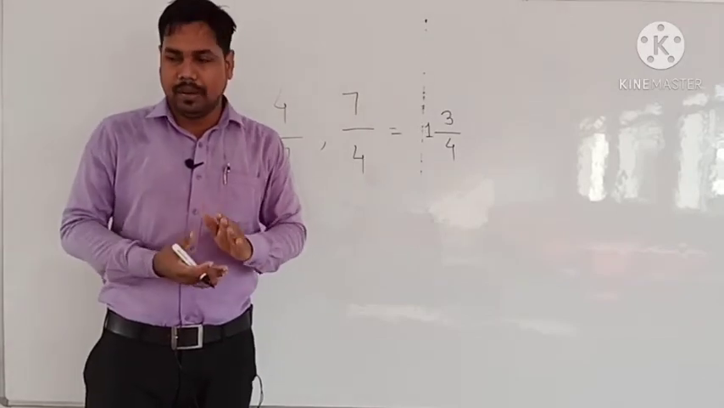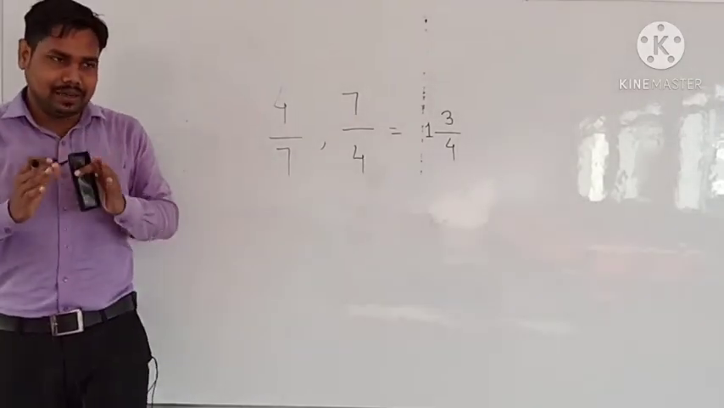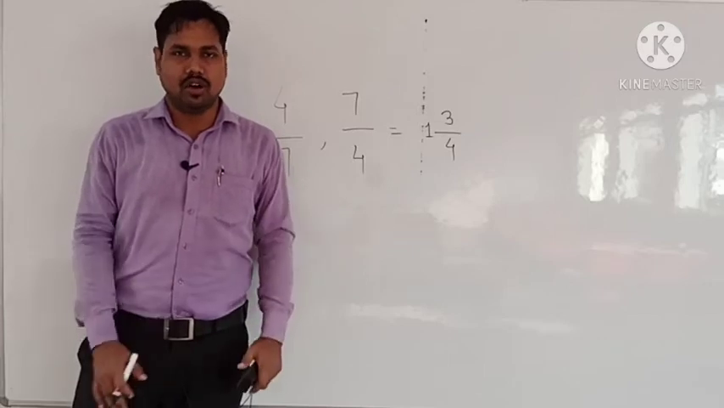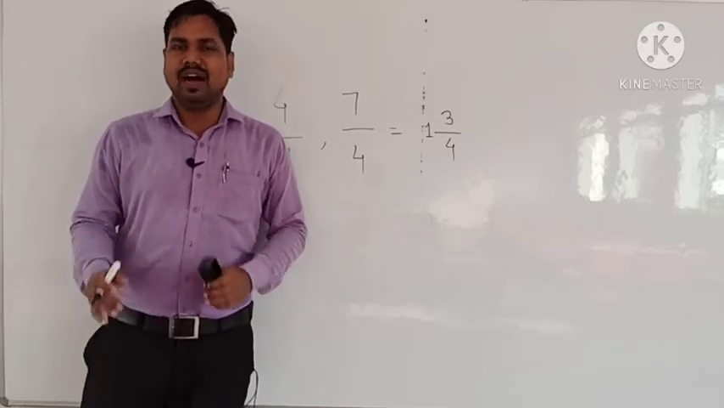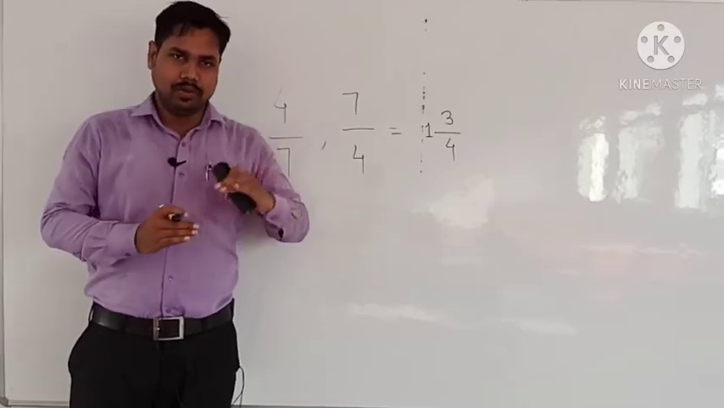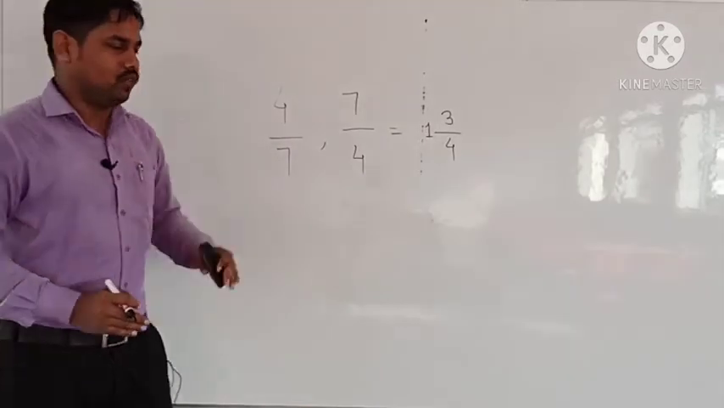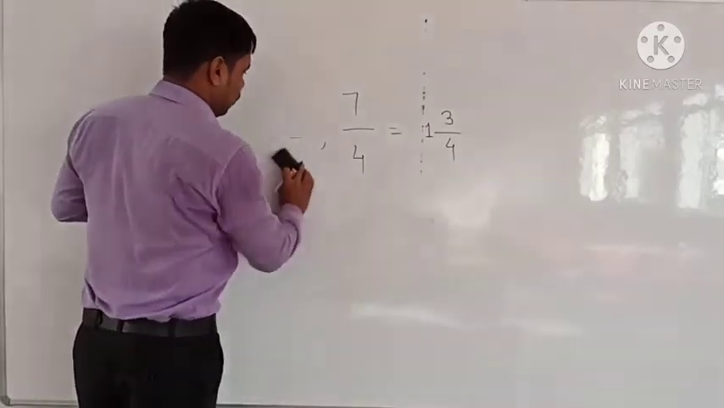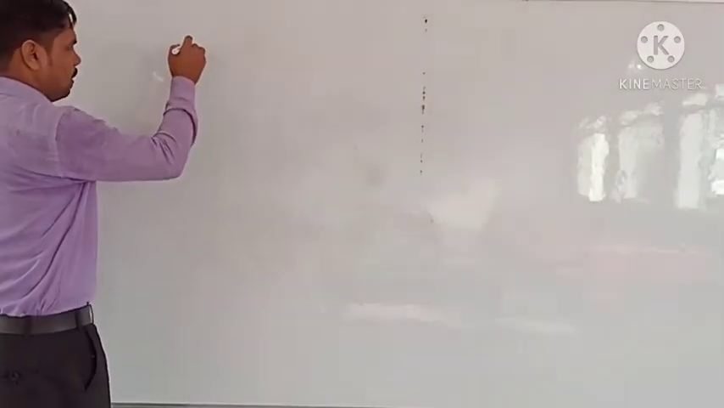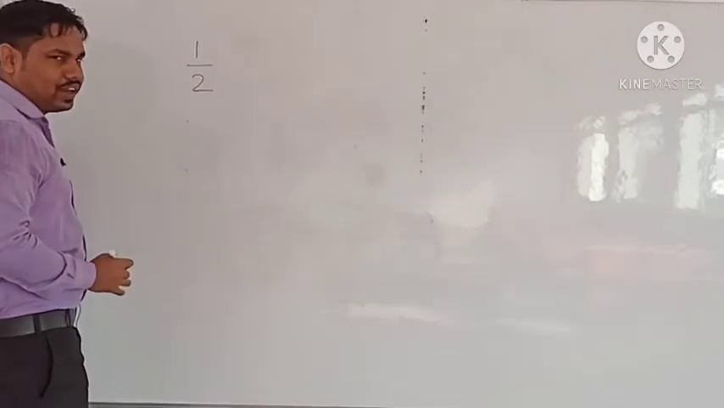We have also learned how we can write the equivalent fractional numbers of a given fractional number by multiplying with 2, 3, 4, 5 on both sides. 2 if you are multiplying numerator and denominator both. 3 if you are multiplying numerator and denominator both. 4 if you are multiplying numerator and denominator both. For example, I have one number 1 by 2. I want to write the equivalent fractions of this.